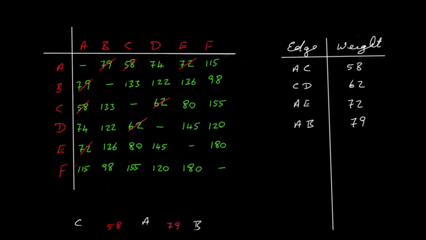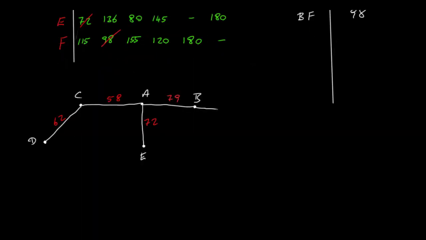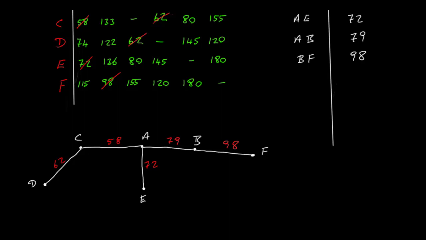Okay, so almost there now. So the next one then we're going to look at is from B to F, which is 98, has a weight of 98 here and here. So B to F, and that has a weight of 98. Let's just draw that in. B to F, the weight of 98. Okay, we've actually used all of them at this stage, so effectively we're finished. We have A, B, C, D, E and F. We have all the vertices in there, so we're finished at this stage.